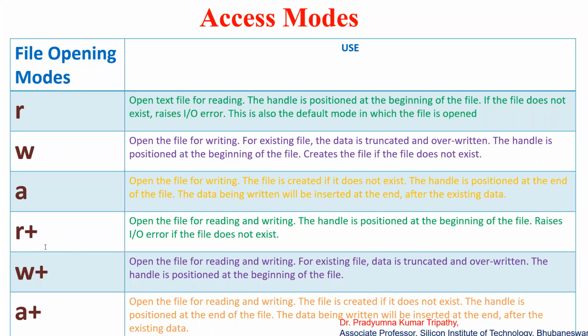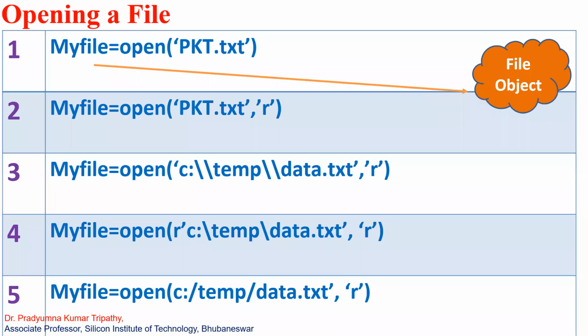So these are the different modes of file access. Different ways the file can be opened. Even in the x mode, it can be opened. x mode, I will tell you later. Basically, these modes are being used for opening a file in Python. Okay. So this we have already discussed. So we'll see how a file can be opened.